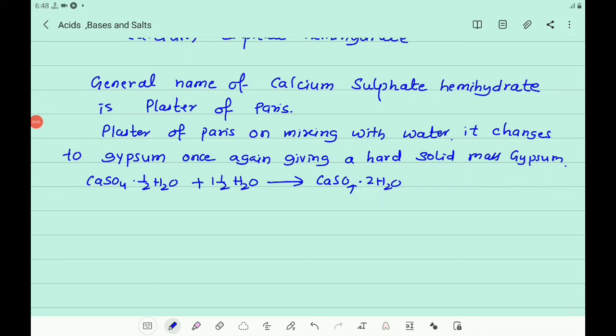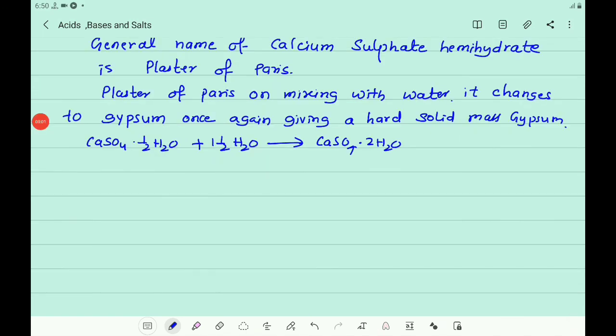This involves two steps. Firstly, water is absorbed to form orthorhombic dihydrate, which changes to monoclinic. When the plaster hardens, the setting takes place. The setting property of plaster of Paris can be used to manufacture idols, toys and other materials. Note that only half a water molecule is shown to be attached as water of crystallization.